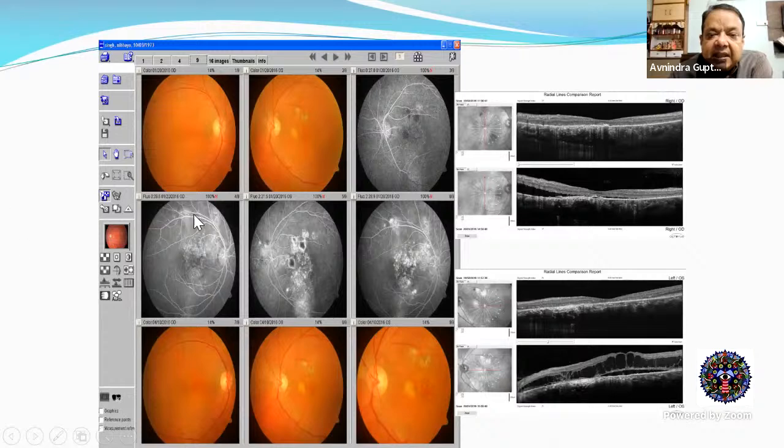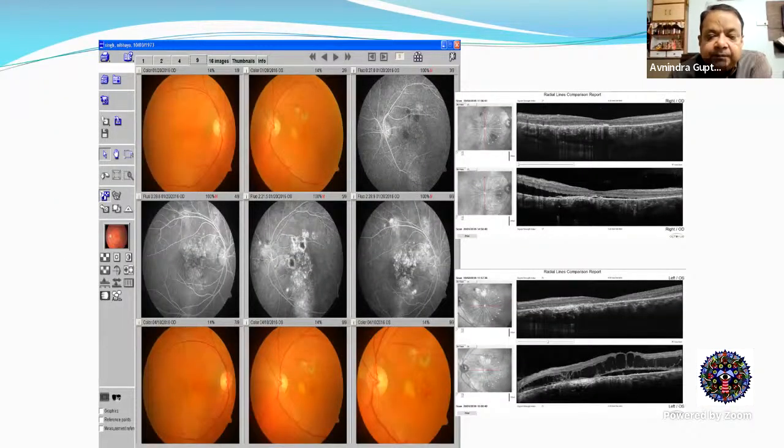This is another patient of chronic CSR. You can see this snail track appearance defines that this patient has had multiple attacks of central serous retinopathy, and because of serous detachment, there is a pigmentary degeneration in this area.